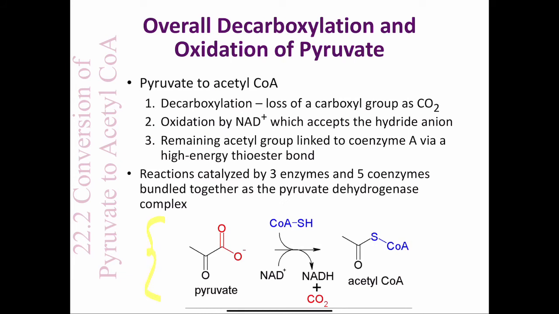Down here, we see the reaction that converts pyruvate to acetyl coenzyme A. First, pyruvate is decarboxylated, which means that it loses a carboxyl group that is released as carbon dioxide. Next, it is oxidized, and the hydride ion that is removed is accepted by NAD+. Finally, the remaining acetyl group is linked to coenzyme A by a thioester bond. This very complex reaction is carried out by 3 enzymes and 5 coenzymes that are organized together in a single bundle called pyruvate dehydrogenase complex. This organization allows the substrate to be passed from one enzyme to the next as each chemical reaction occurs.